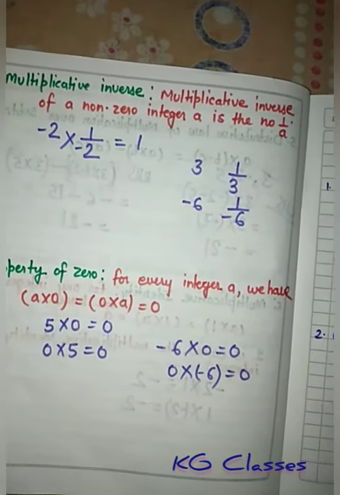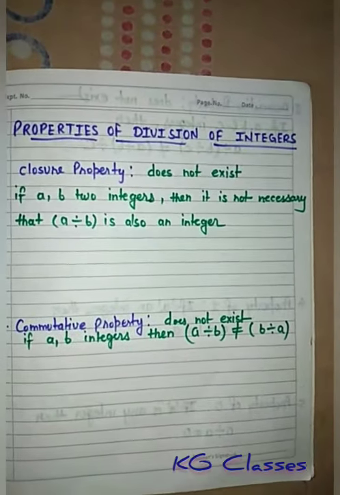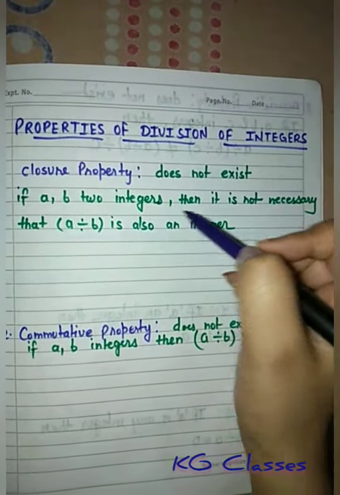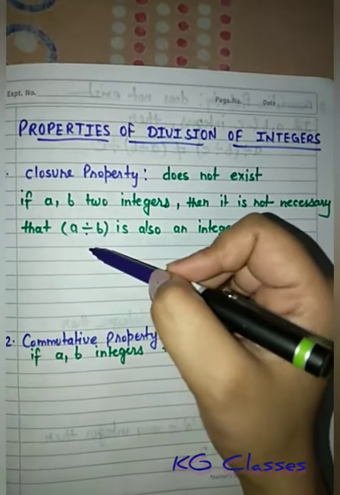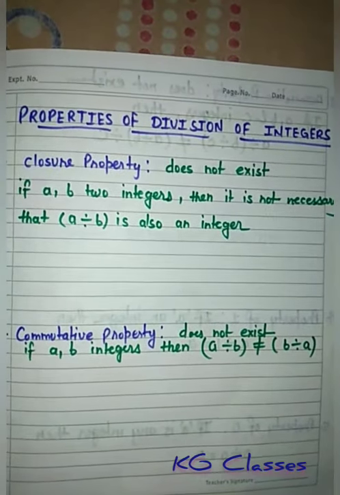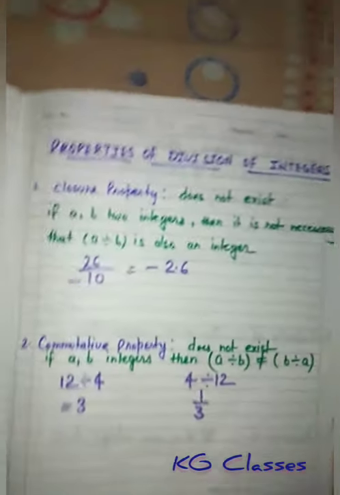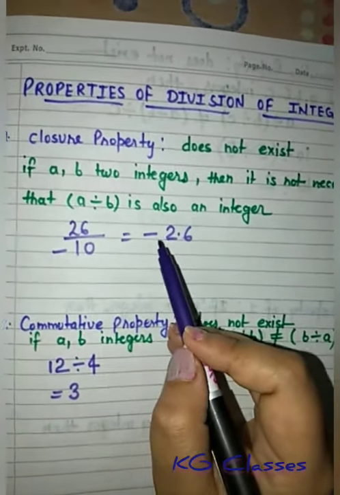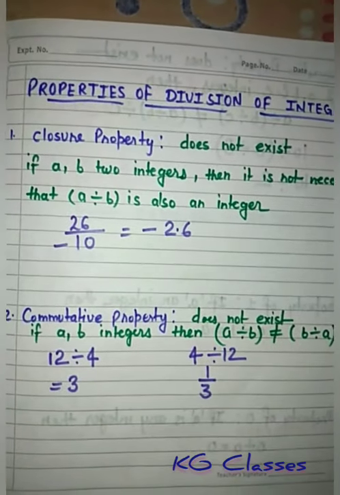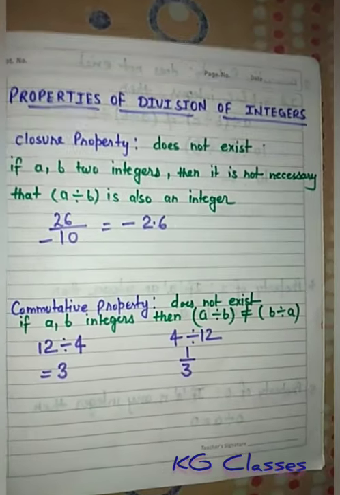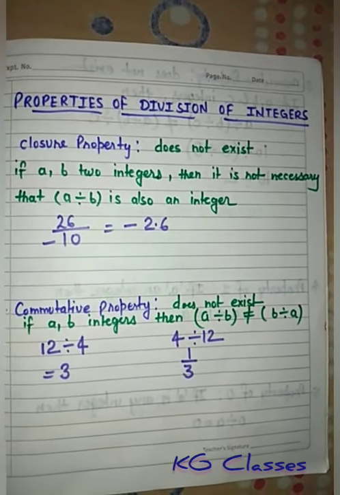Now we will discuss properties of division of integers. So first one is closure property, which doesn't exist. If a and b are two integers, then it is not necessary that a divided by b is also an integer. So we will understand it by an example. If we divide 26 by minus 10, we will get minus 2.6, which is not an integer, it is a decimal number. So it is clear here, closure property doesn't exist here.